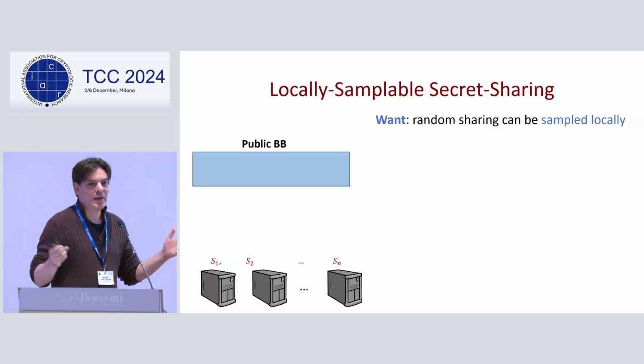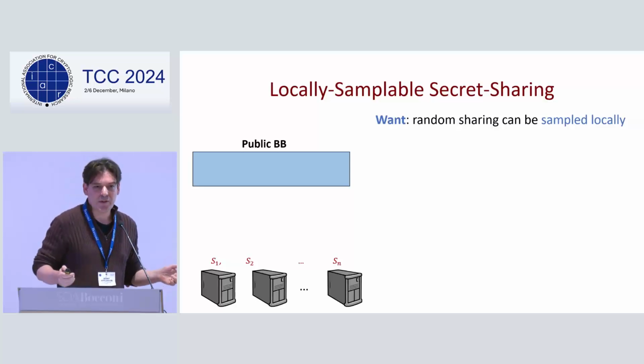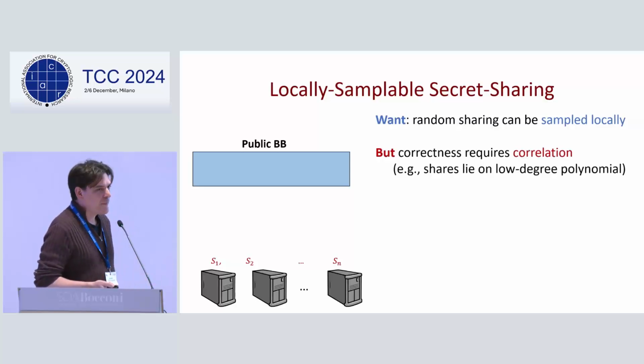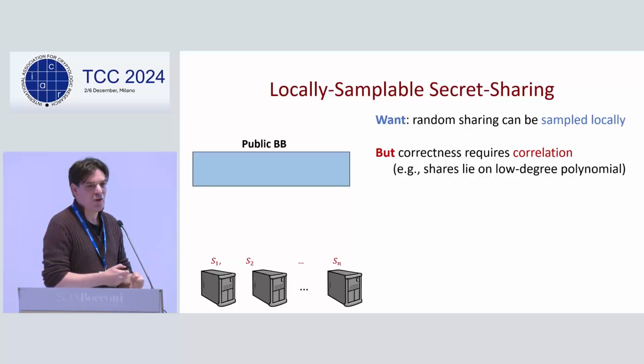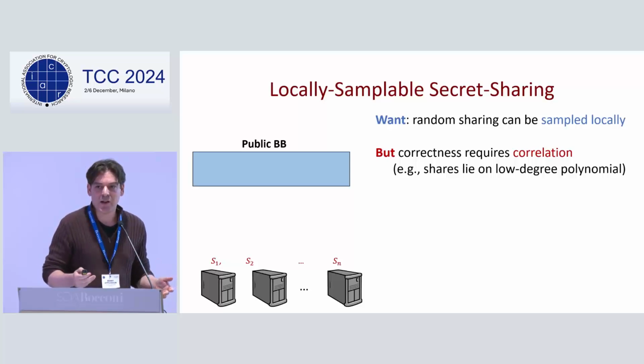Ideally, the naive thing would be a secret sharing scheme in which each party just samples its own share locally, and that's it. Now, of course, this cannot happen, because correctness means that the shares should be correlated. They should lie on a low-degree polynomial or, more generally, on a low-dimensional subspace.